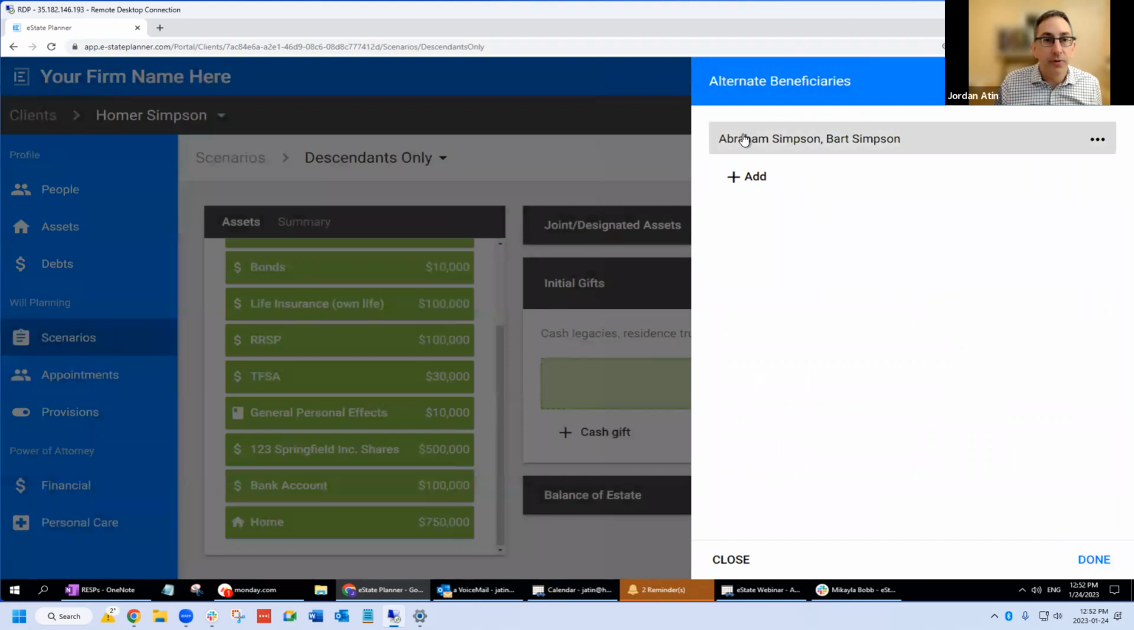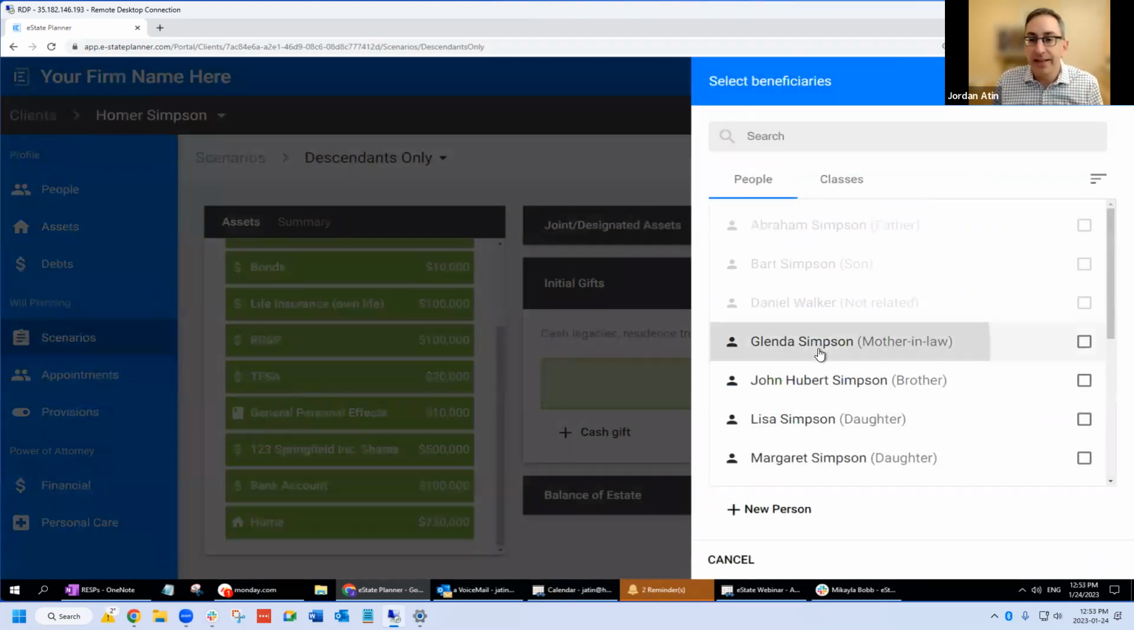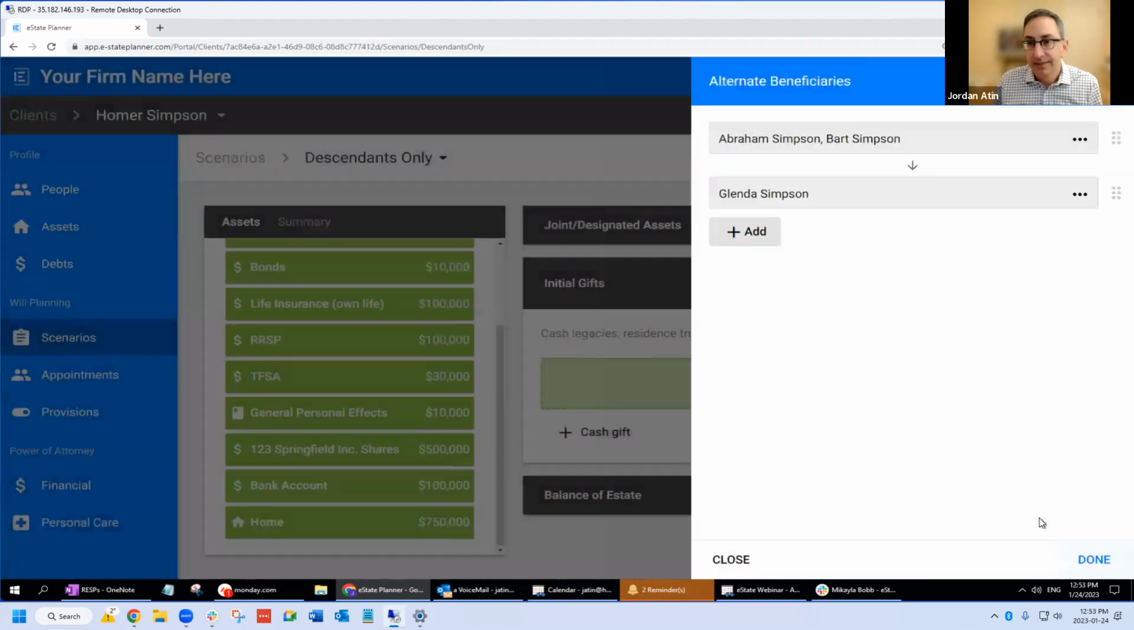And now those personal effects will first go to Daniel, and then if he's not alive, Abraham and Bart. Okay. And if they're not alive, I can say then Glenda. Okay.